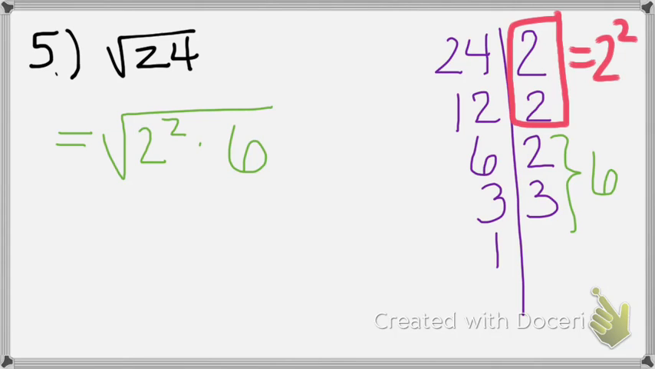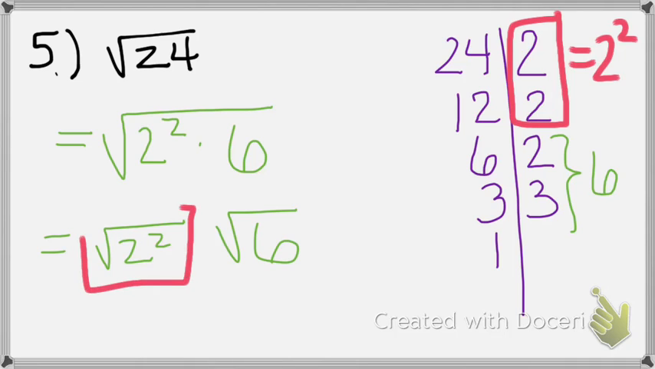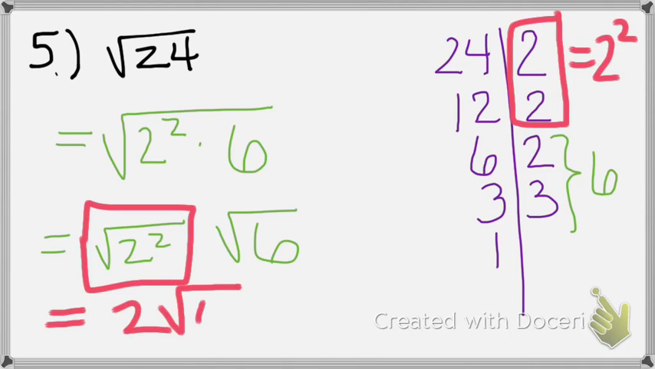So now we break it apart. I'm going to break this apart into the square root of 2 squared and the square root of 6. This is your property. This is one of those questions that we'll forget on the test and make a mess of. It's the square root of 2 squared. You're squaring something and you decided, oh wait, I don't want to do that. I'm going to take the square root. What's the answer? 2 square root of 6.